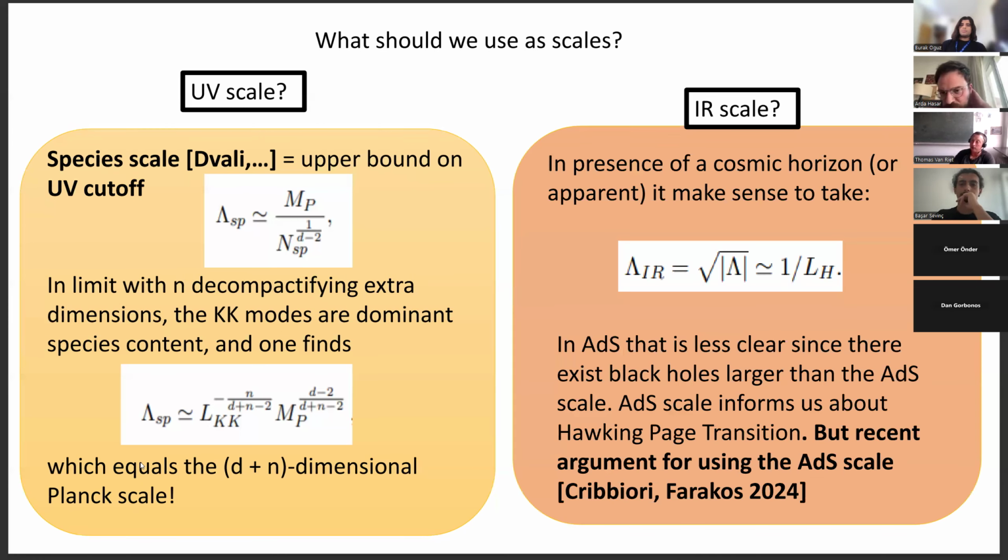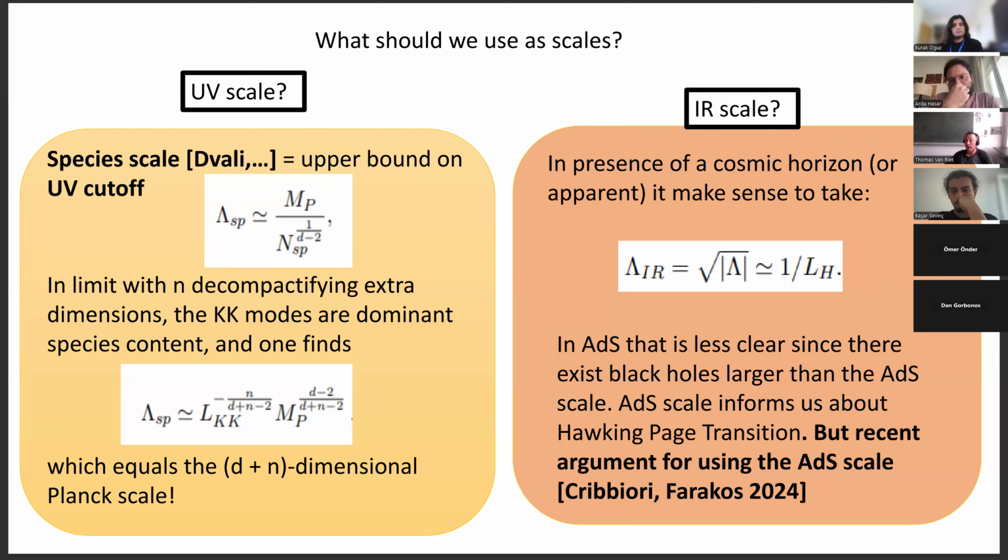Then what is the IR scale? That's the toughest question, right? And I think this is where you can debate, and I will throw my hands in the air and tell you I cannot stand my ground too much. But what we did, like Ibanez and friends, we took the IR scale to be the scale related to the cosmological constant. I think it makes a lot of sense in an expanding universe where the de Sitter scale is also the observable length scale. Beyond the de Sitter horizon, things move faster than the speed of light and are causally disconnected from you. In AdS, that's totally non-obvious, right? The AdS scale, for instance, tells you about the Hawking-Page transition and so on.